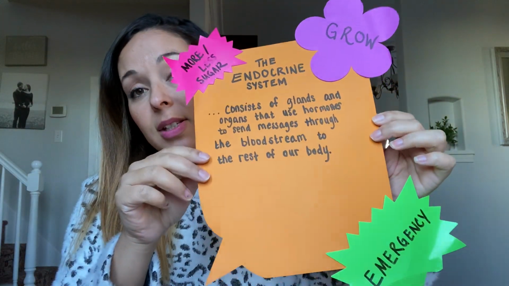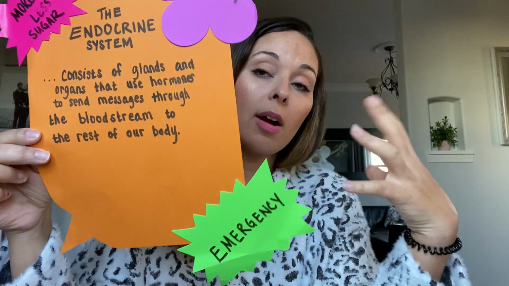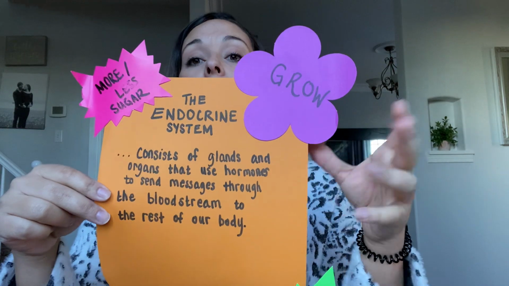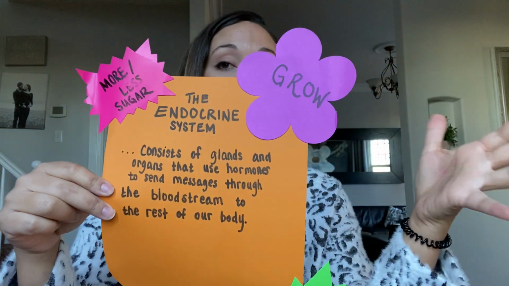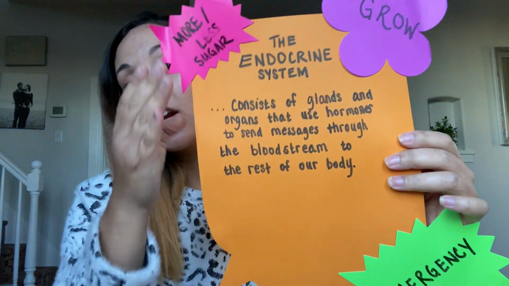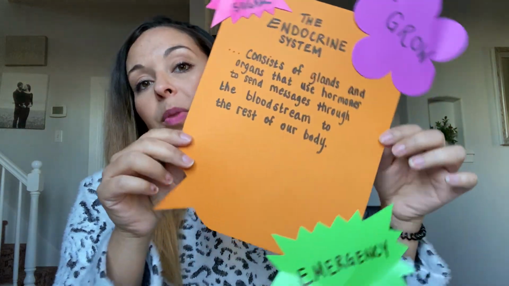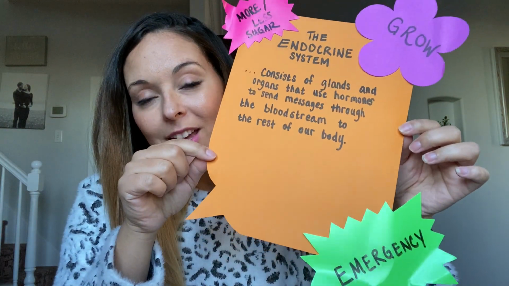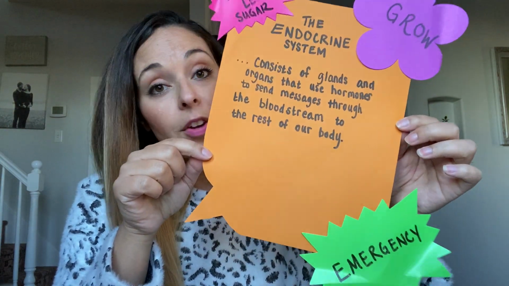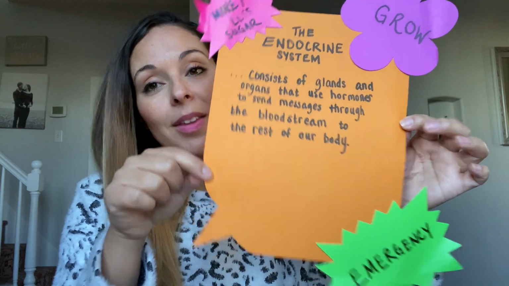So it sends messages like, whoa, there's an emergency, and it releases hormones to prepare our body for that emergency. Oh, we need to grow. We need to balance our growth. We need to manage our sugar levels and insulin. Those are all the different types of messages that we benefit from because of our endocrine system. And that is all of week 11.